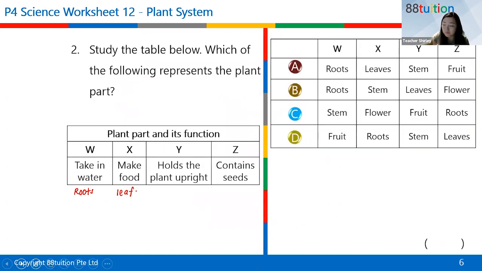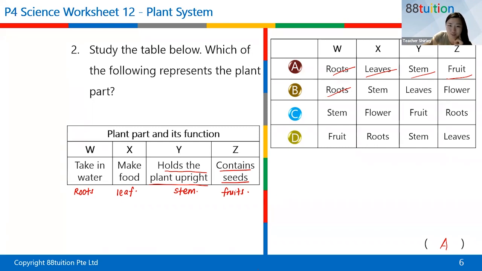Now, second question, we were determining which part of the plant was it, okay? The different plant parts. So holding the plant upright, that has to be the function of the stem. Containing the seeds is the function of the fruits. If you think about it, all the fruits, like for example, durian, papaya, apple, they contain the seeds. So which part of the plant actually contains the seeds? It will be your fruits. Okay, so now that we have identified, we will then link it to the question, roots, leaves, stem, fruit. Answer is A.